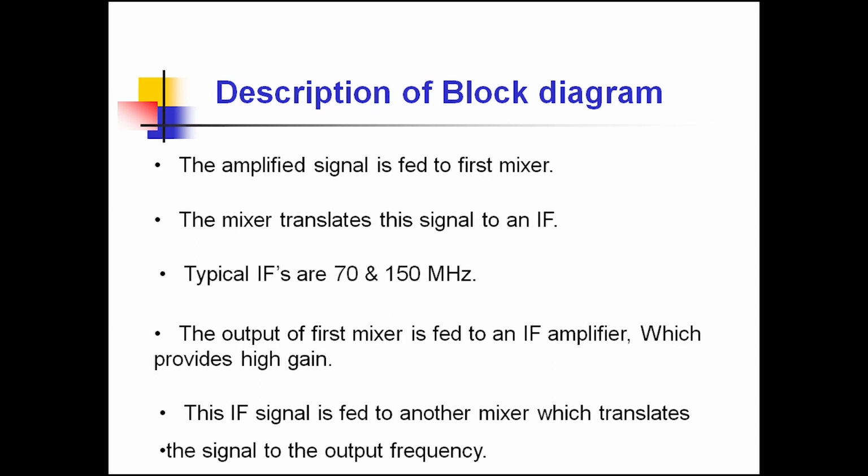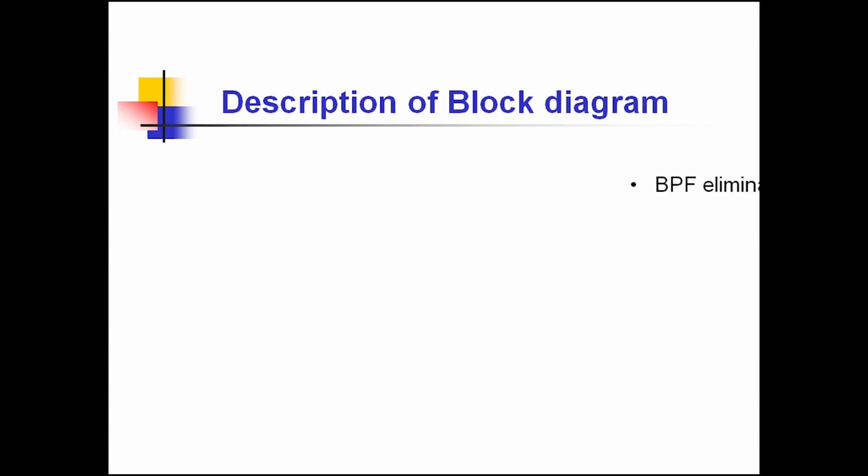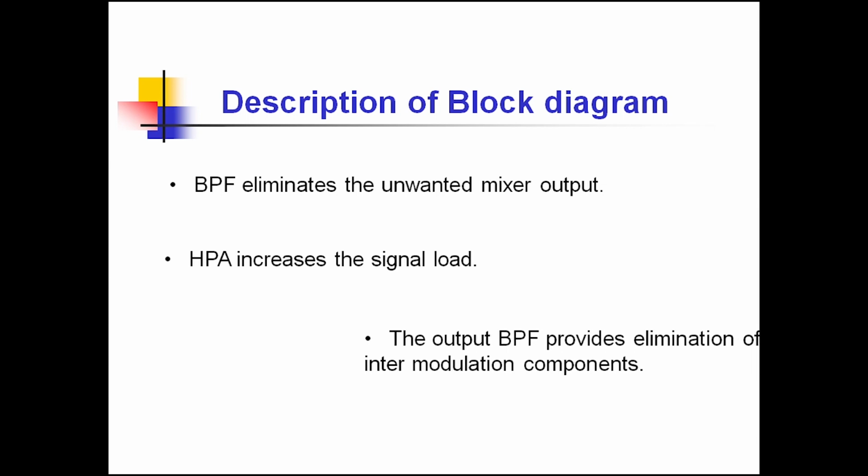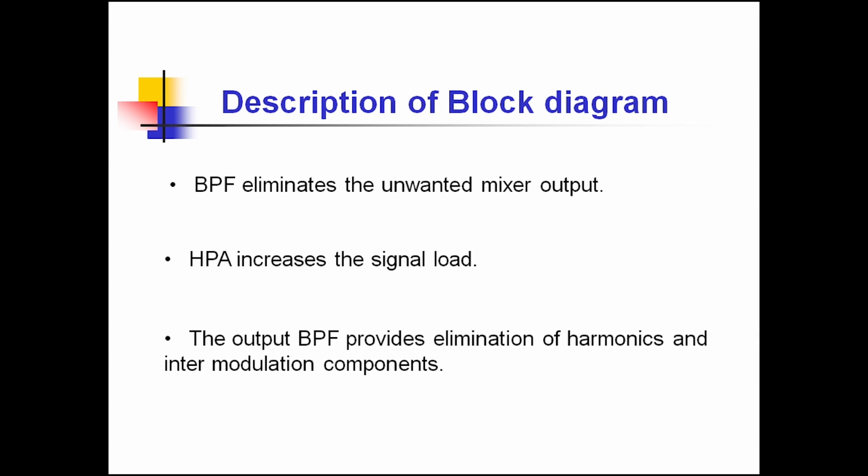The IF signal is fed to the second mixer, which is translating the IF signal into output frequency. That means the downlink frequency. Bandpass filter is used to eliminate unnecessary components present at the output of the mixer. High power amplifier increases the signal power. The output bandpass filter is also provided to filter the harmonics, that means to eliminate any harmonics and intermodulation products that are generated in the system.